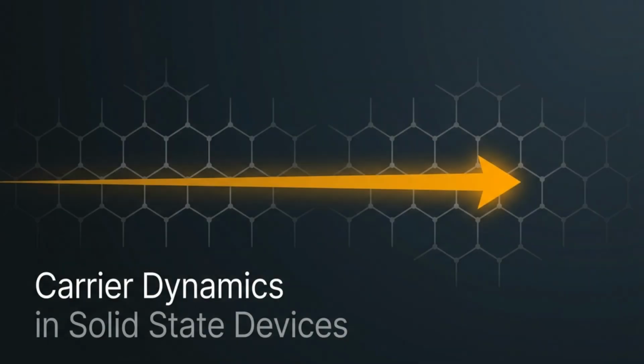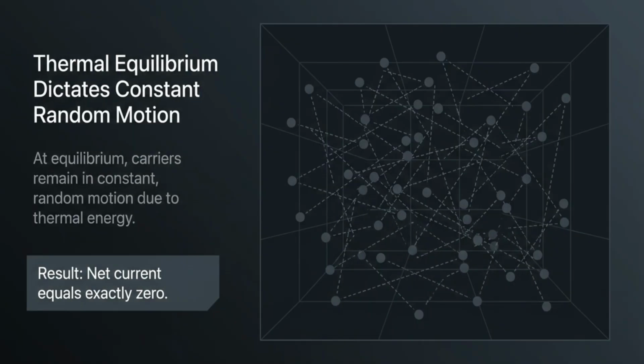This video explores carrier dynamics in solid-state devices, focusing on mobility, diffusion, and how these factors influence semiconductor performance. In thermal equilibrium, carriers are in constant random motion due to thermal energy. The movement is chaotic, resulting in a net current of exactly zero.